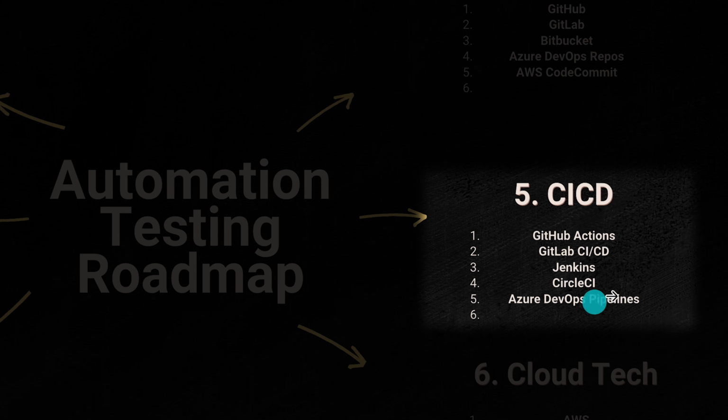Although GitHub Actions is the one that I would recommend you guys to learn if you would like to become a key automation engineer on your own. And I do have a video for that as well.